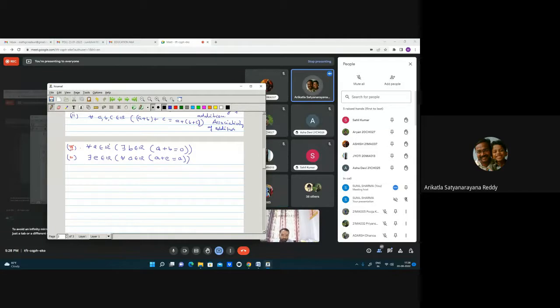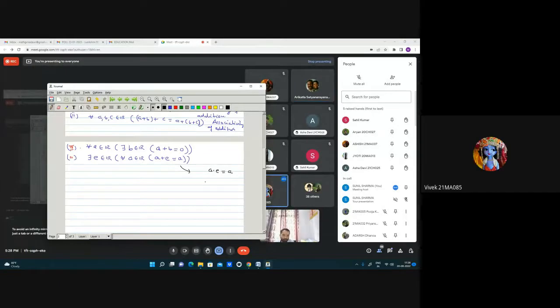Third, what is the problem? Sir, third, we are asking that there exists an identity E belongs to R such that for every A belongs to R, given any A in R, A into E is equal to A, right? Yes, sir. You cannot find A into E equal to A. There is no E with this property in real numbers.